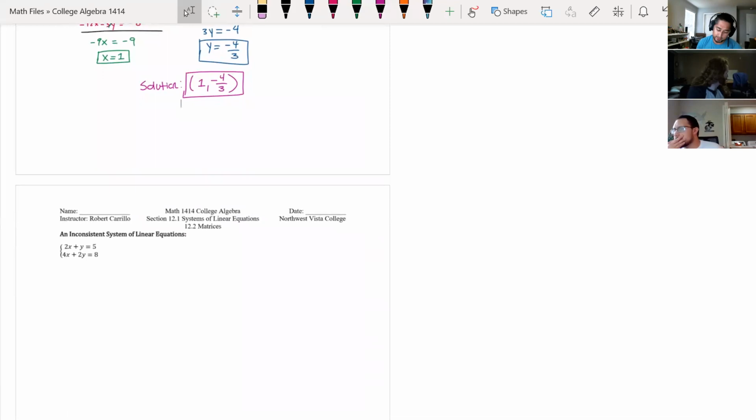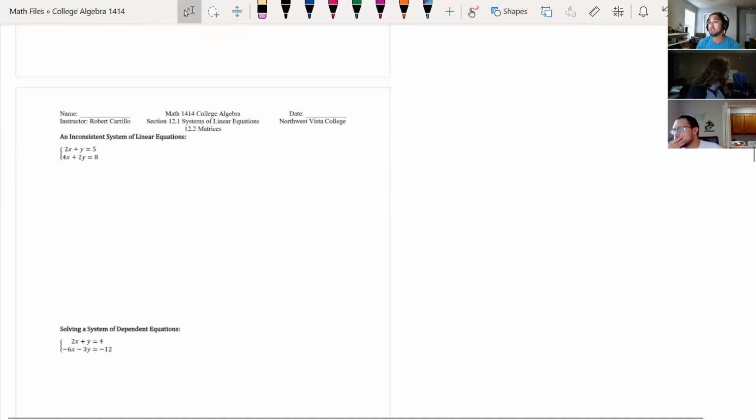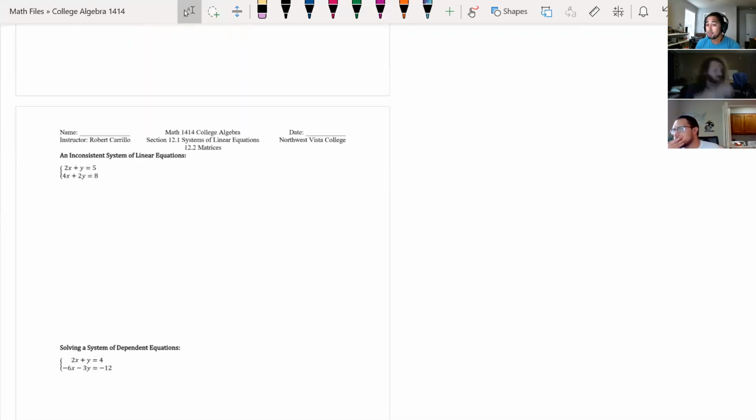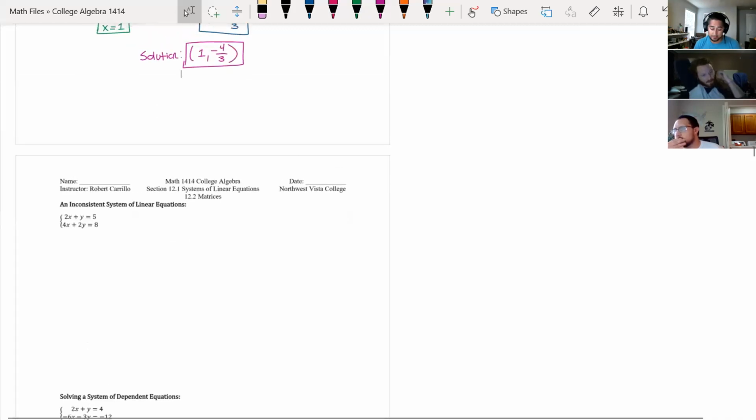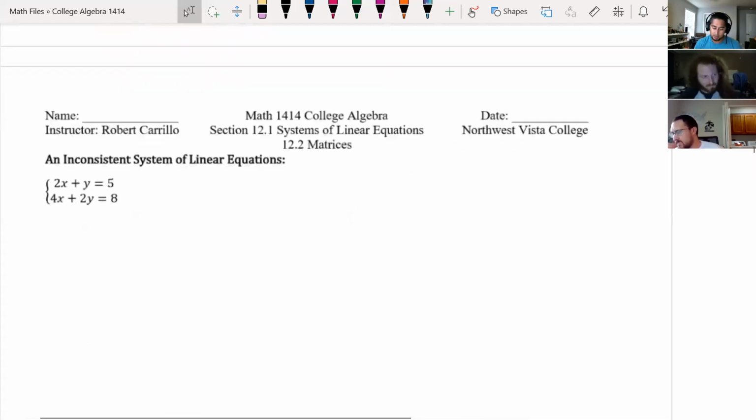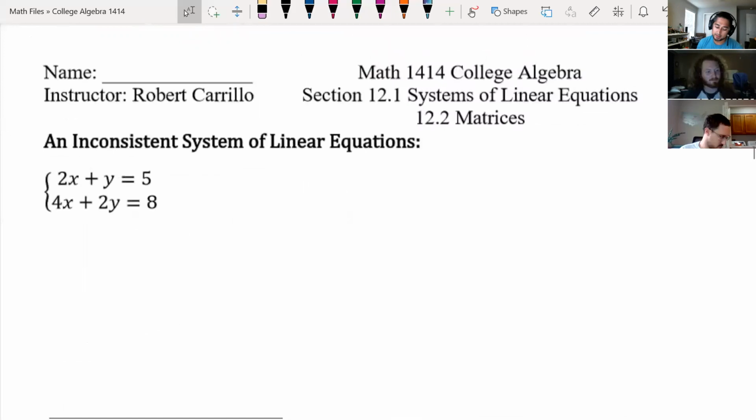Now, this next page, let's see what an inconsistent system and a dependent system looks like. So here, an inconsistent system of linear equations. We're given 2x plus y equals 5, 4x plus 2y equals 8. Let's go ahead and solve this by elimination.